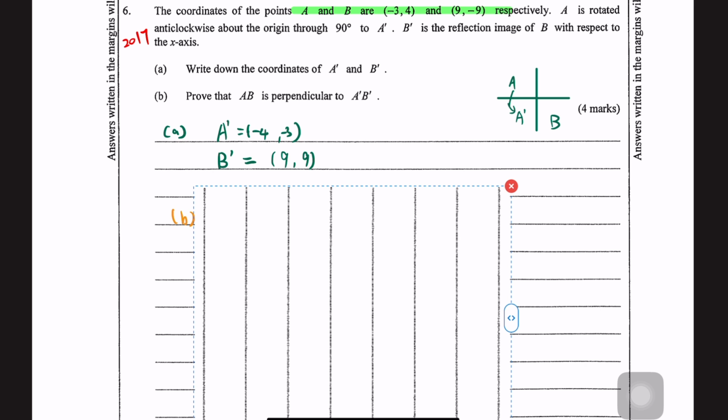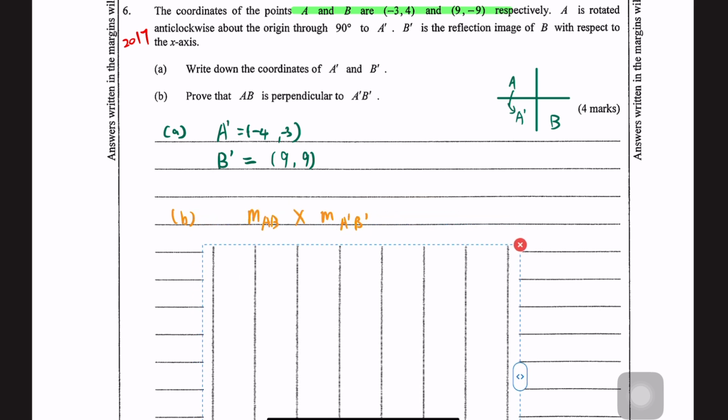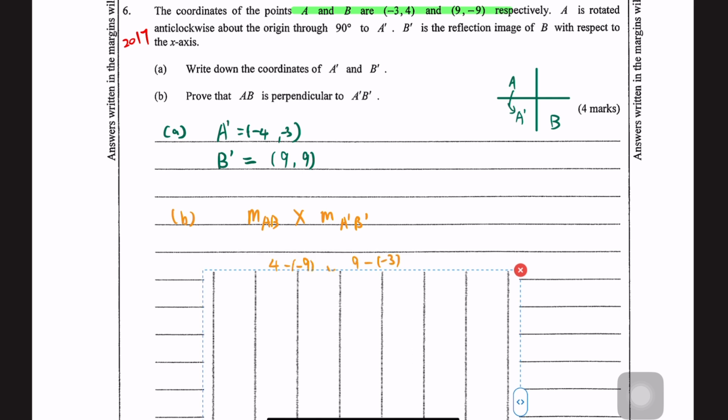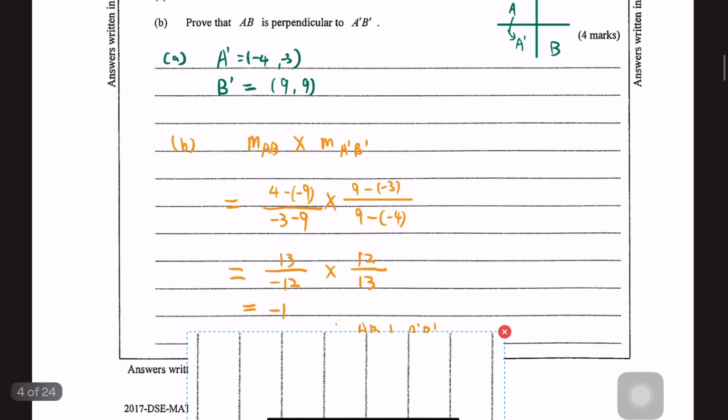And then prove B is perpendicular, so basically the slopes times together equal -1, so do try yourself, pause the video, try yourself, and then we will have yes, they equal -1.